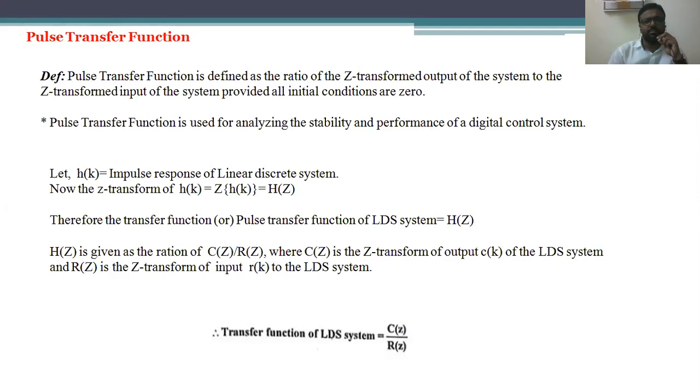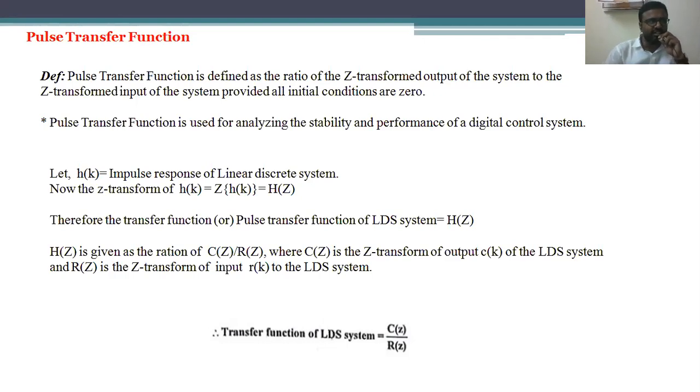Okay. While discussing the definition of the pulse transfer function, it should be very easy to understand. So let us step into the definition of the pulse transfer function. That is, pulse transfer function is defined as the ratio of the Z transform output of the system to the Z transform input of the system, provided all initial conditions are zero. Okay? So this is the definition of the pulse transfer function.